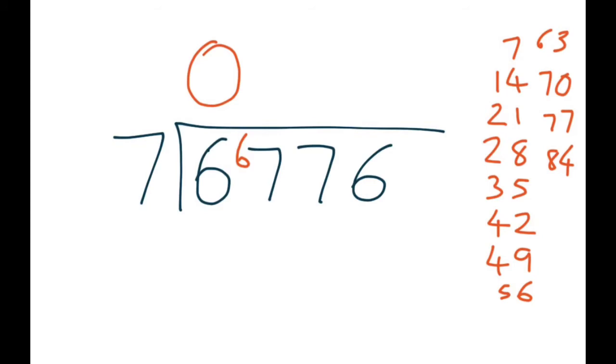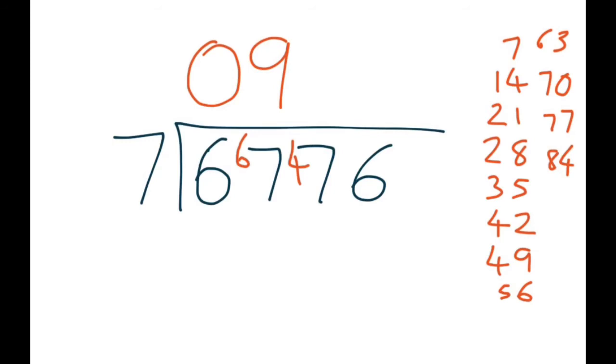Okay, so 67 I'm looking at. Well, if I go all the way through, 56, I can get to 63, but not 70. So I can get as far as 63, and that's 9 times. So I'm going to put a 9 there. And then how many have I got left over? Well, I was on 63, and I've got to 67. So that's 64, 65, 66, 67. That's 4 that I didn't use. So that 4 is going to move over.